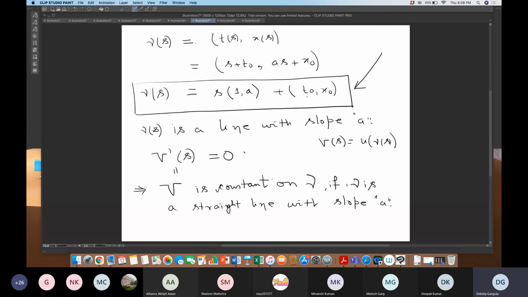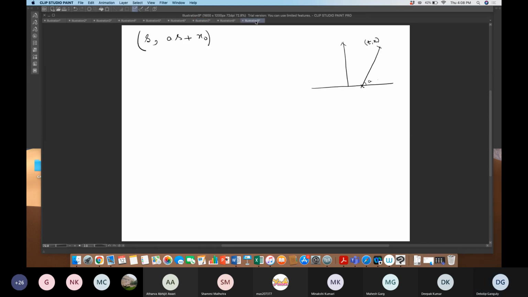Your T naught is 0. So T naught is 0 because it's starting from the x-axis. So (S, AS plus x naught). This is gamma S. Yes or no? So your gamma S is this. Okay? Yes or no? Okay.